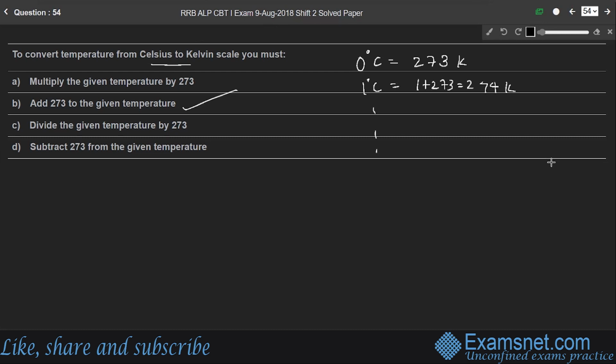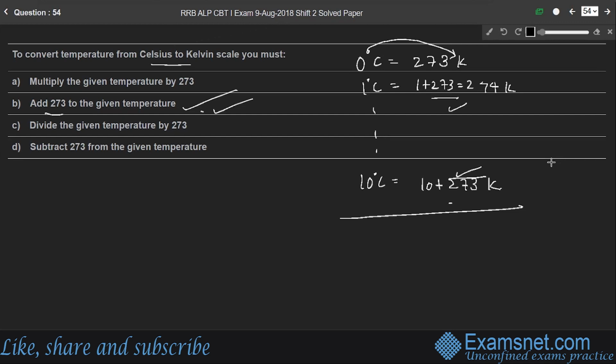Right? So similarly, for any value, 10 degrees Celsius is equal to 10 plus 273. Therefore, in order to convert from Celsius to Kelvin, you have to add 273. Therefore, option B, add 273 to the given temperature. Option B is the right answer.